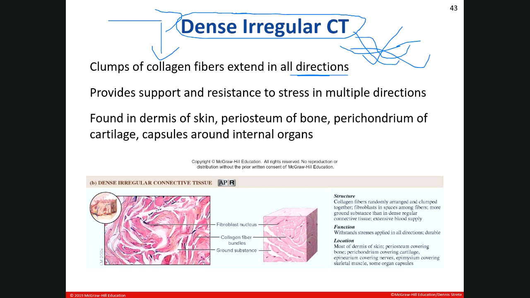Okay. All right. You'll also find it in this structure here. It's called the periosteum of the bone. That's the covering that goes around your bones. It's found everywhere on your bone except on what we call the articular ends. We'll talk about that in chapter 7. But it's this covering that goes around the bone. Well, cartilage has its own version of that, and we call that perichondrium. And then we'll also find this type of connective tissue that forms capsules around some of our internal organs. So any organ that when we say there's a capsule around that organ, your immediate thought should be dense irregular connective tissue. It's what makes up that capsule. Okay? Yes, ma'am.